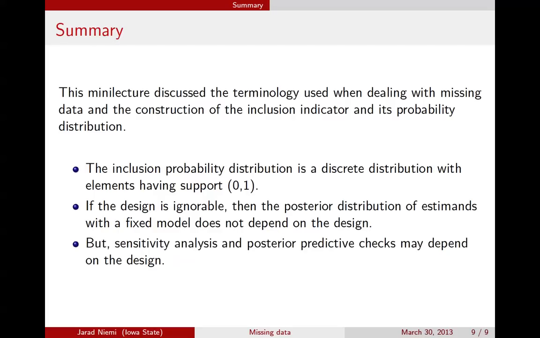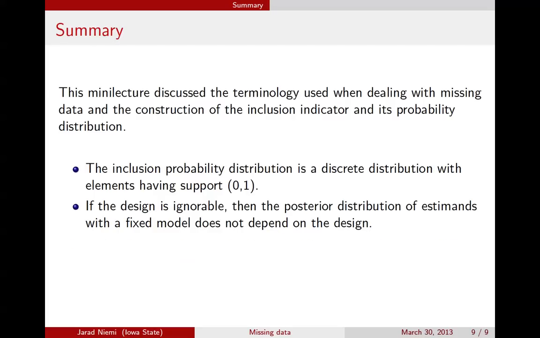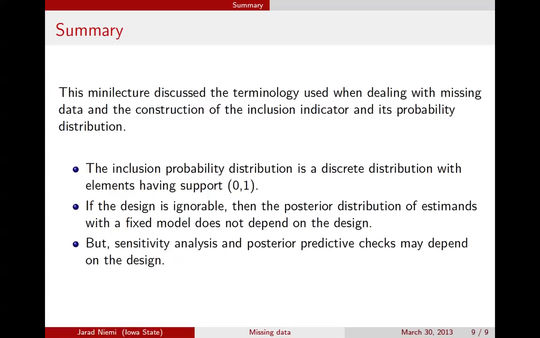This says here that if the design is non-ignorable, then Bayesian inference needs to include the design, even to determine the posterior distribution of parameters in a particular model. But it also says that anything other than just the posterior, such as a sensitivity analysis looking at different priors and posterior predictive checks, will depend on the design.